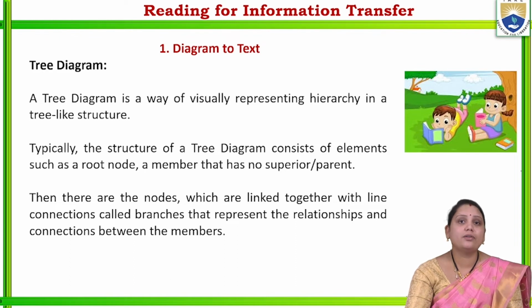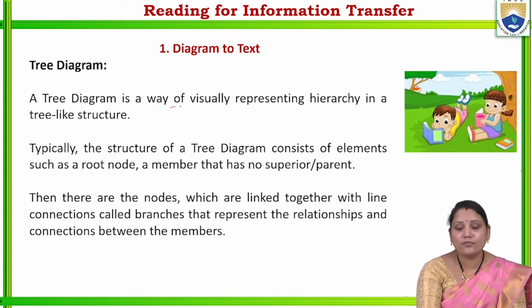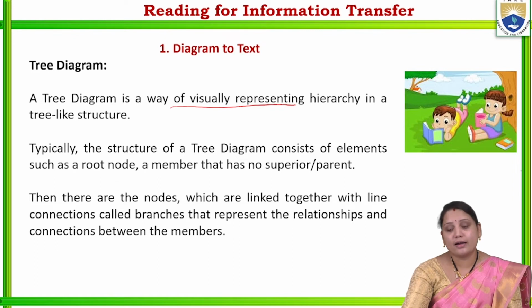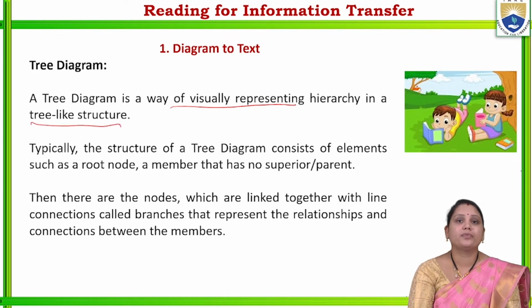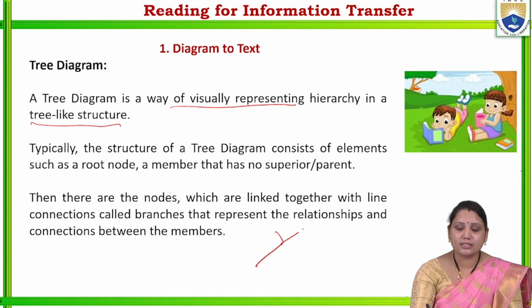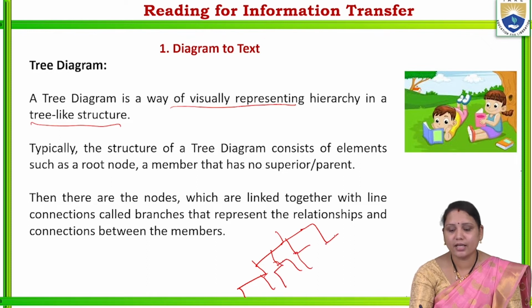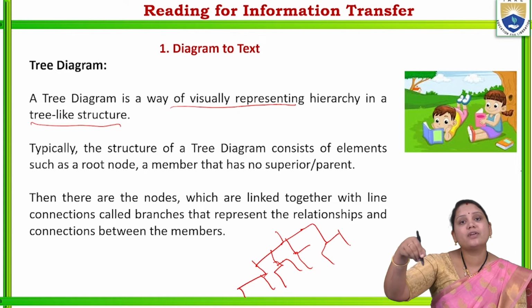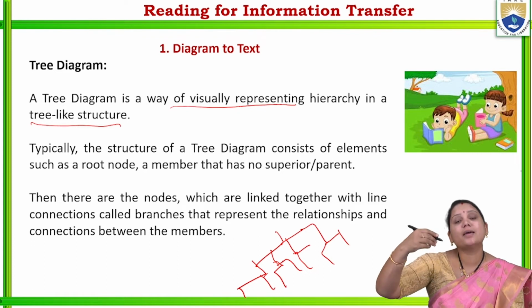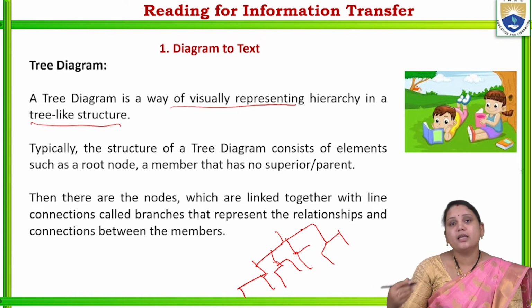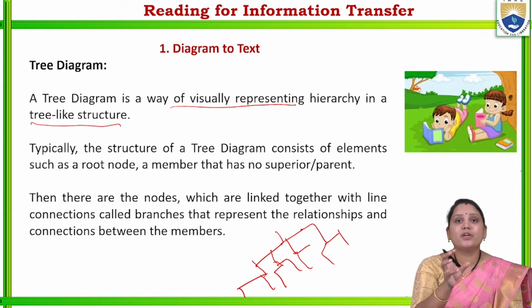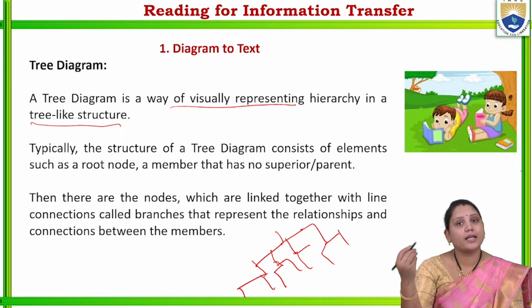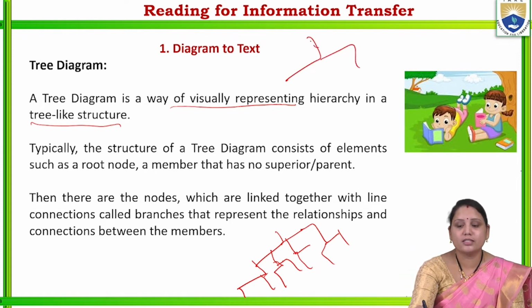Now, what is a tree diagram? It is a way of visually representing hierarchy in a tree-like structure. That is, you are going to present it in the format of a tree, with branches. A tree is a structure which leads to several branches and shows a stepwise development. For example, if you're saying there are two types of information transfer, one is diagram to text, the other text to diagram, you can show it like this.